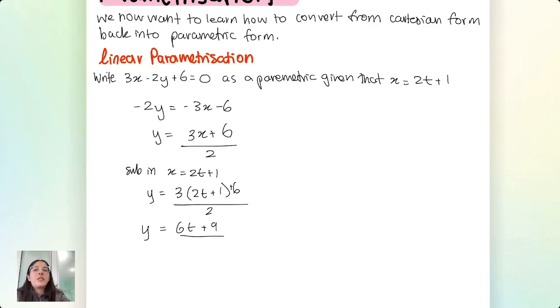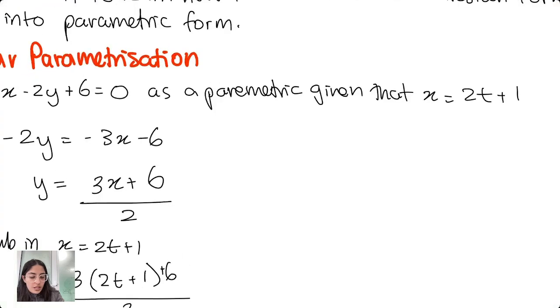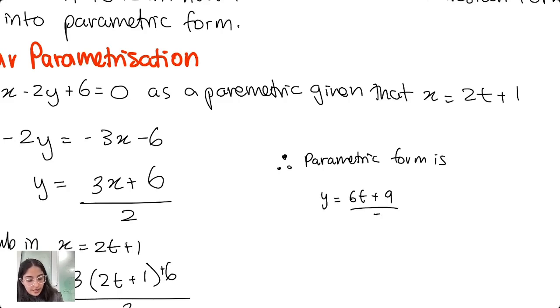Okay? And then to write the parametric form, obviously, if it was a real exam style question, all I would do is I would just say, therefore, parametric form is y equals 6t plus 9 all over 2, and then x equals 2t plus 1.